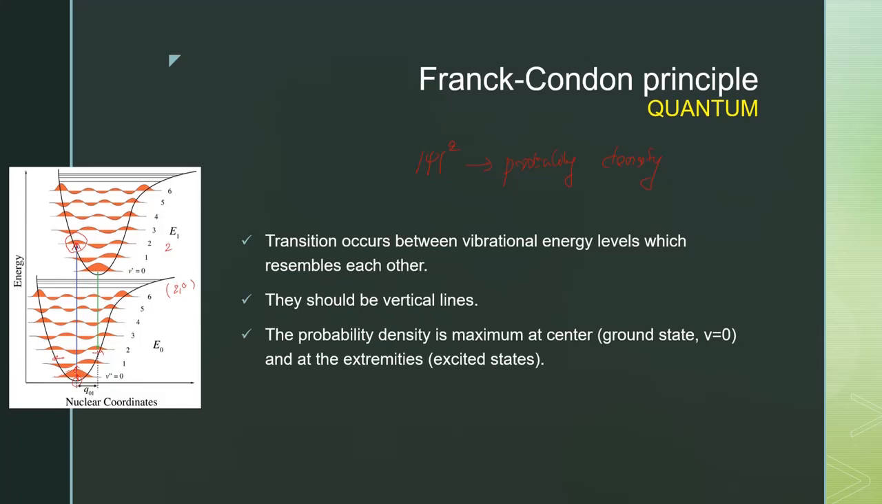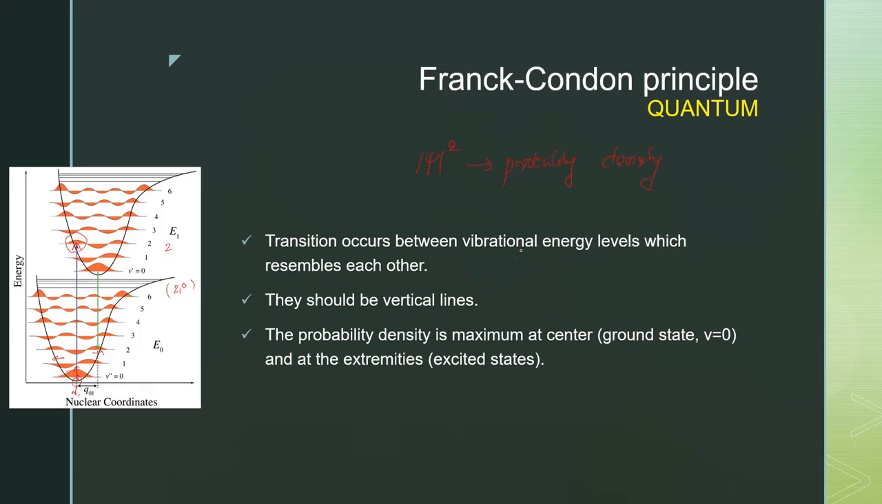So what does this quantum theory tell us? It is based on the probability density. When the system is in the ground state, V is equal to 0, it is in the middle, and as we go to the higher states, the probability shifts towards the extremum position. So it comes to an extremum point which is vertically above the ground position. This is vertically above because the internuclear distance R is the same for the ground state as well as the excited state. So it goes to some point which is vertically above and also resembles the ground state.